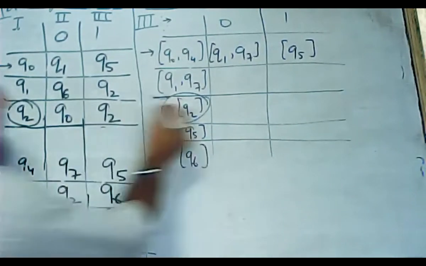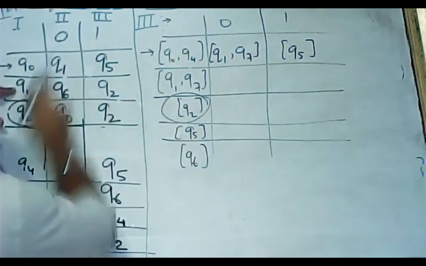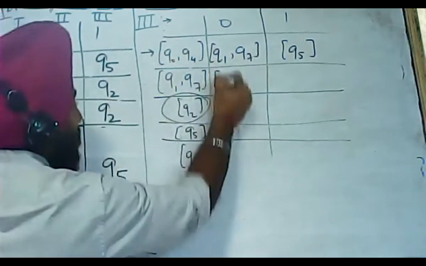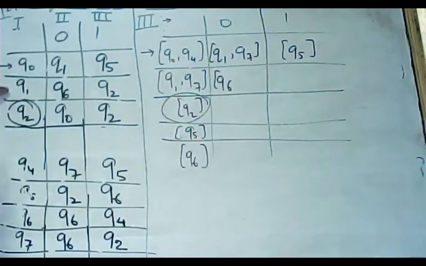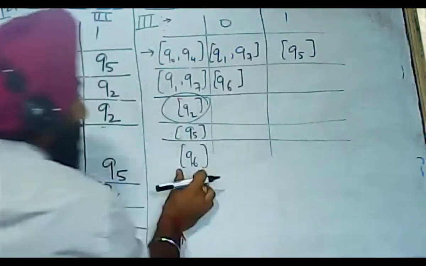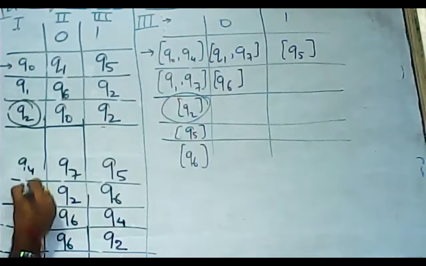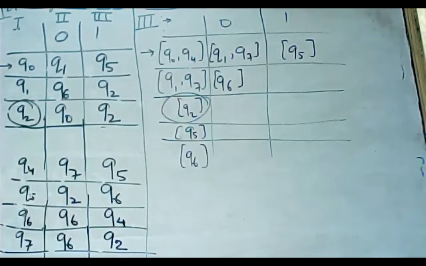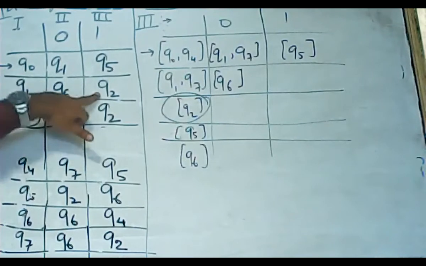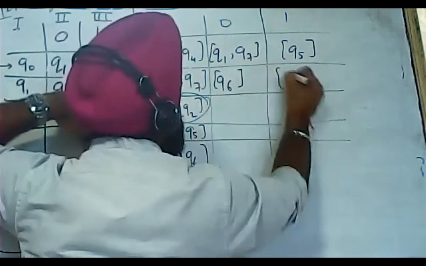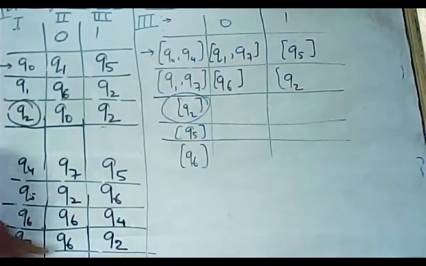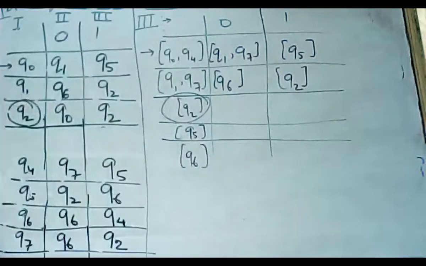Next, Q1, Q7. Q1 upon the processing of 0 is going to Q6, and Q7 upon the processing of 0 is going to Q6, and Q6 is alone. So write Q6 there. Next, Q1 upon the processing of 1 is going to Q2, and Q7 upon the processing of 1 is going to Q2. So we don't need to repeat it, just write Q2.